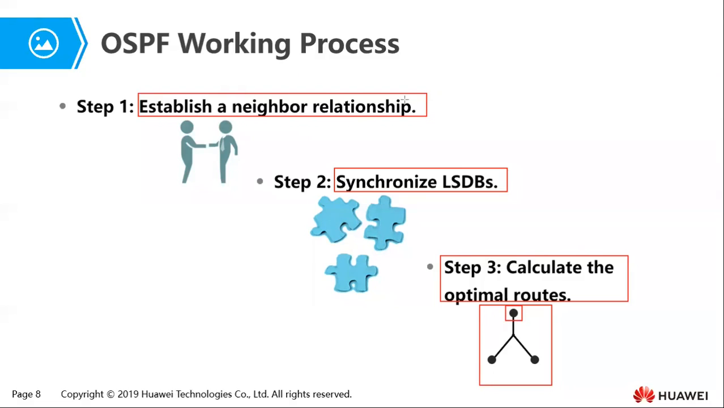What is a neighbor relationship? A neighbor relationship is simply discovering who your neighbor is and introducing yourself to your neighbor. Those are other routers. Synchronization of LSDBs is simply sharing the link state information: I know this, I know how to go here, I know how to go here, and so on and so forth. So let us now look at each of these processes in detail.